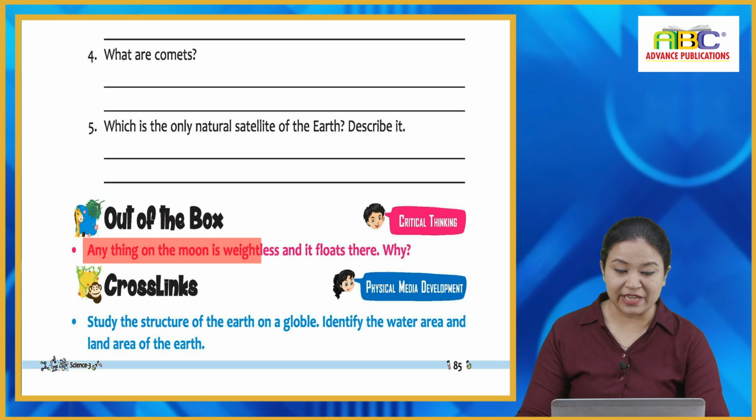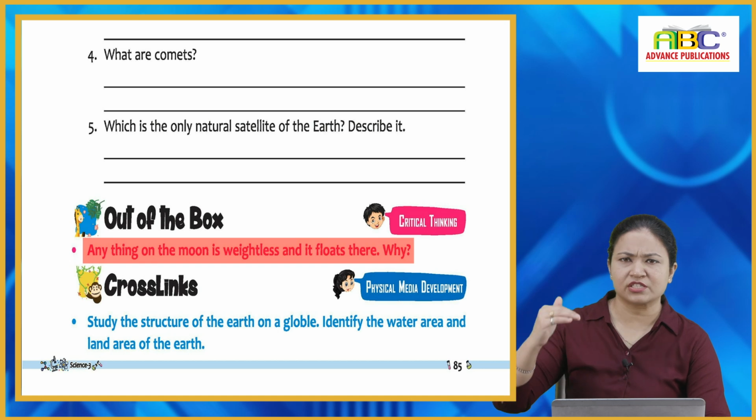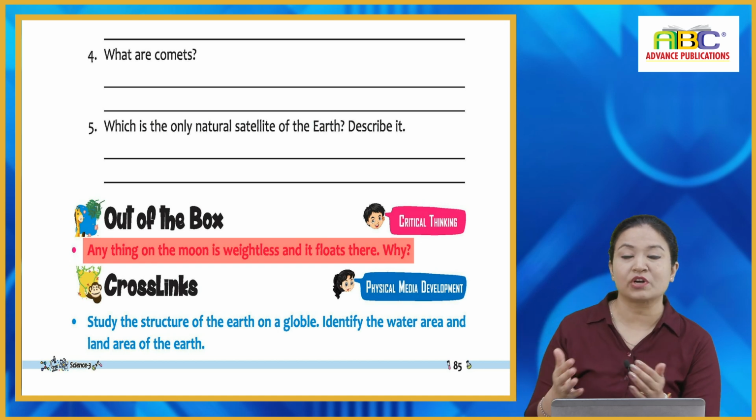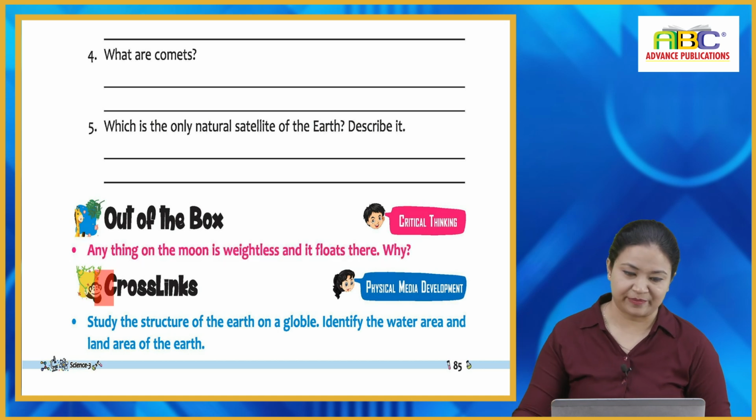Anything on the moon is weightless and it floats there. Why? You have to tell the reason why anything on the moon floats and it is weightless, because moon does not have its own gravitational force. मून में आपने देखा होगा ज़्यादातर चीज़ें फ्लोट करती है और उनका अपना खुद का वजन नहीं होता. क्यों? क्योंकि मून का धरती की तरह अपना खुद का ग्रेविटेशनल फोर्स नहीं है.